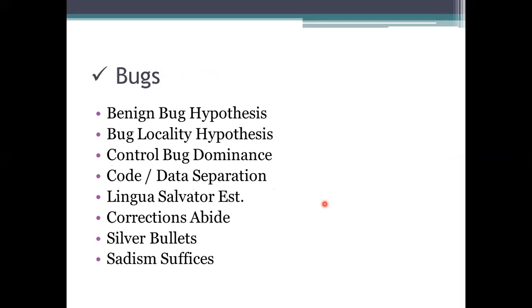The first one here is the benign bug hypothesis. Benign means it's not a dangerous one. This will be the thinking of the tester also. Whenever we get a bug or a problem during execution, we may think that it's not a big problem or not a big effective one when we are dealing with it.